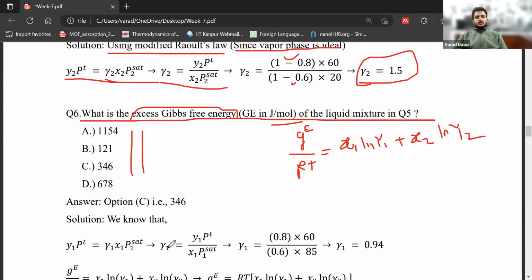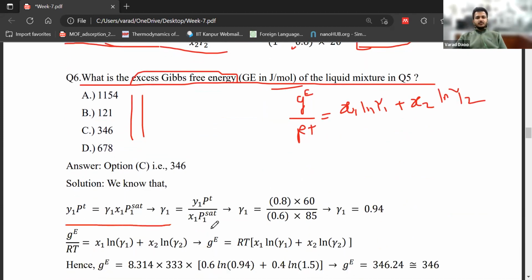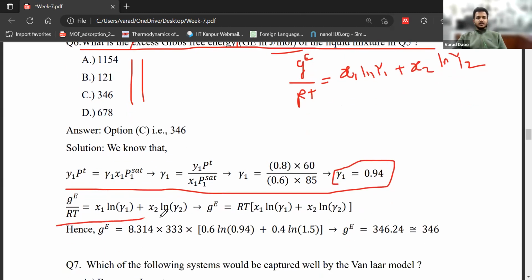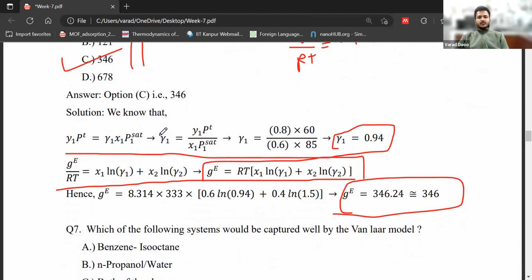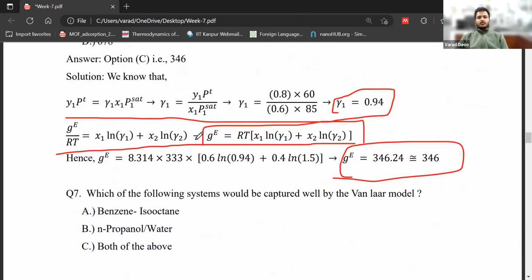In a similar fashion, we calculate gamma 1. Gamma 1 comes out to be 0.94. Using the similar expression, G by RT is x1 ln gamma 1 plus x2 ln gamma 2. Hence, we rearrange, we get G equals RT into x1 ln gamma 1 plus x2 ln gamma 2. We put the known values into this expression, and we get G as 346.24, which is about 346. Hence, the correct answer is option C. If you have any doubt, you can ask. Otherwise, you can move on to the next question.